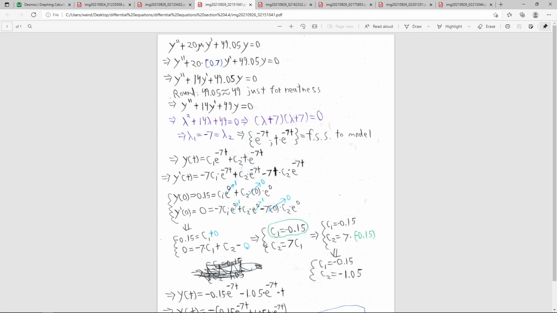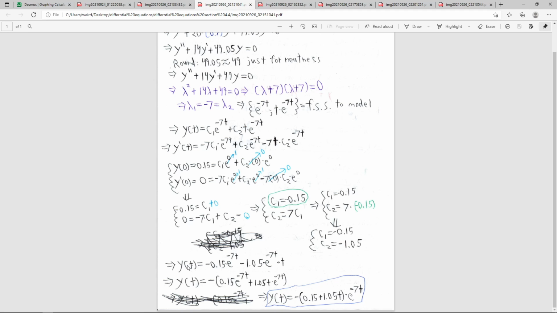That's what the system is down to. So C1 is equal to negative 0.15, and C2 equals 7 times C1, because we add 7 C1 to both sides and simplify down. So all I do is plug that in. 7 times negative 0.15 will be our C2, so C1 equals negative 0.15, C2 equals negative 1.05. Those are our constants, so the solution is y of t equals negative 0.15 e to the negative 7t minus 1.05 times e to the negative 7t times t.